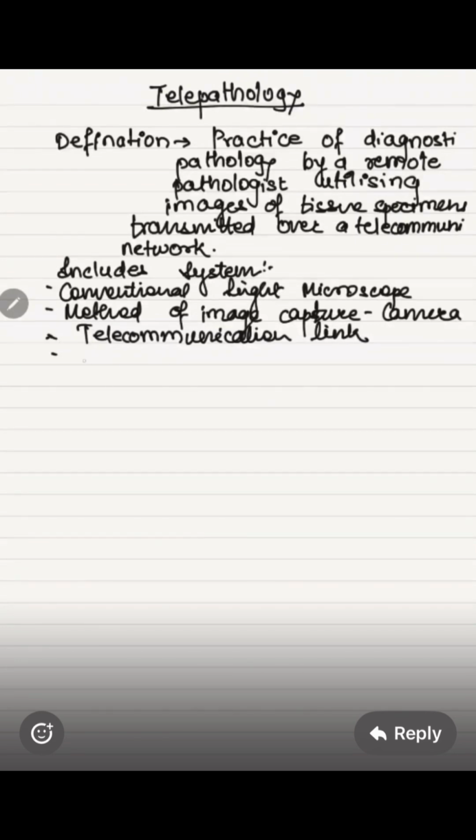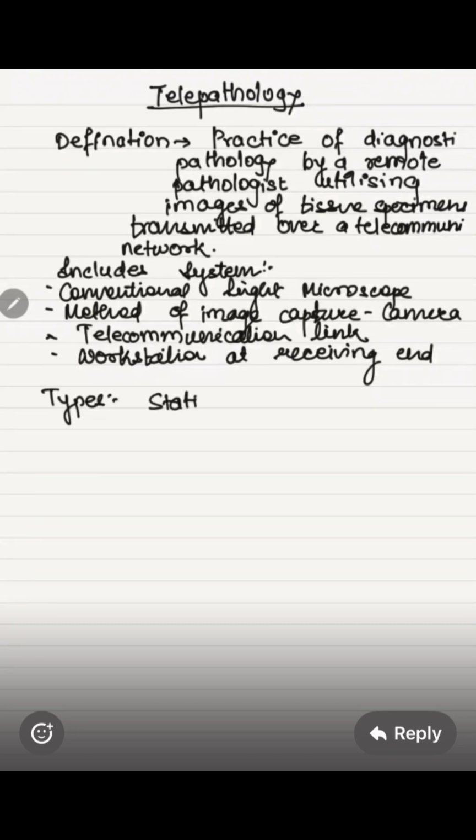Then third is telecommunication, a link between the sending end and the receiving end. Okay, then fourth, there should be a workstation at the receiving end with a high quality monitor. Okay, so the monitor should be of high quality so that the image can be properly visualized and the diagnosis can be given. There are two types of telepathology.